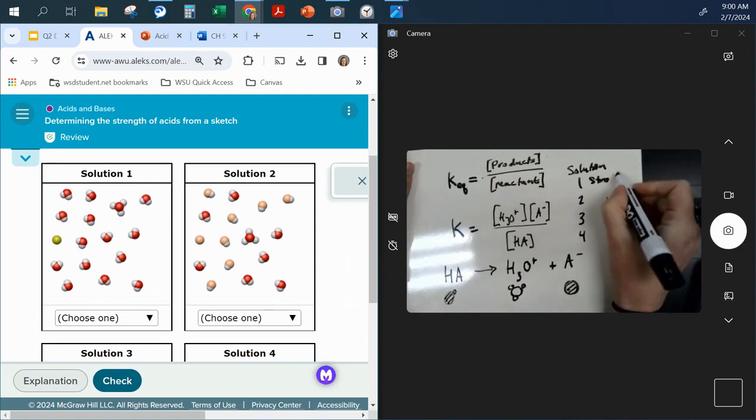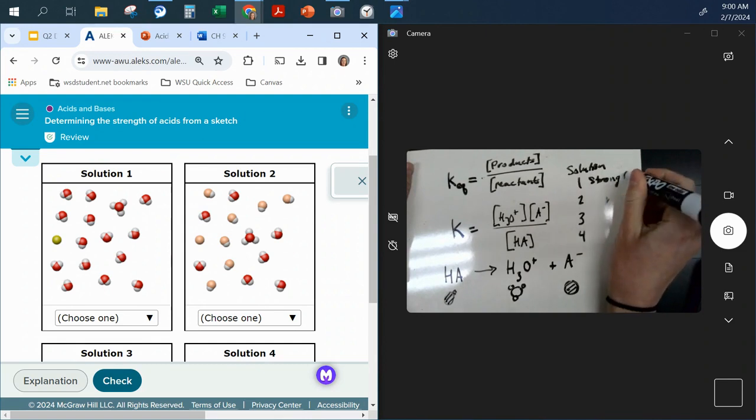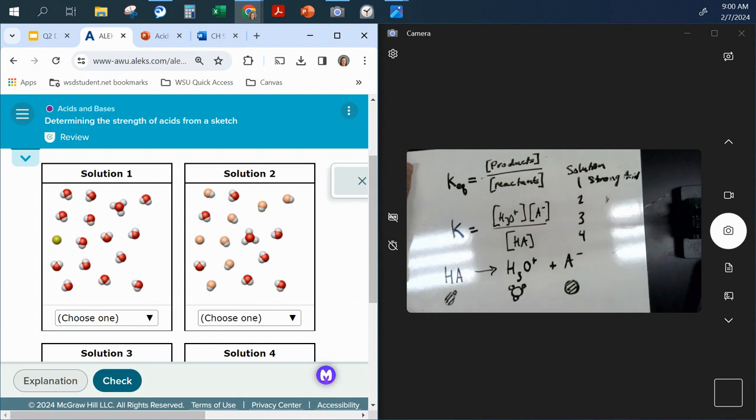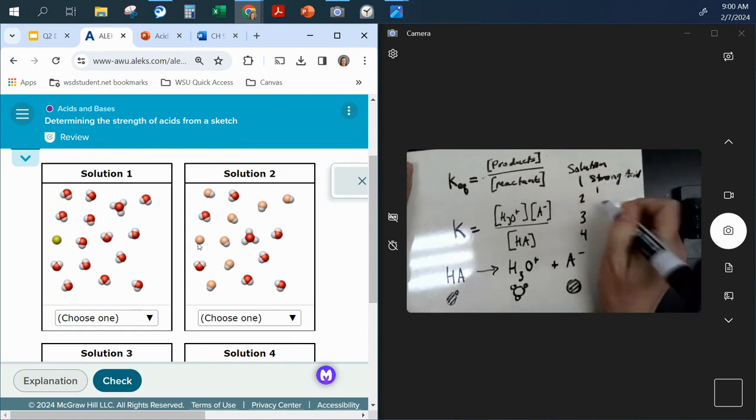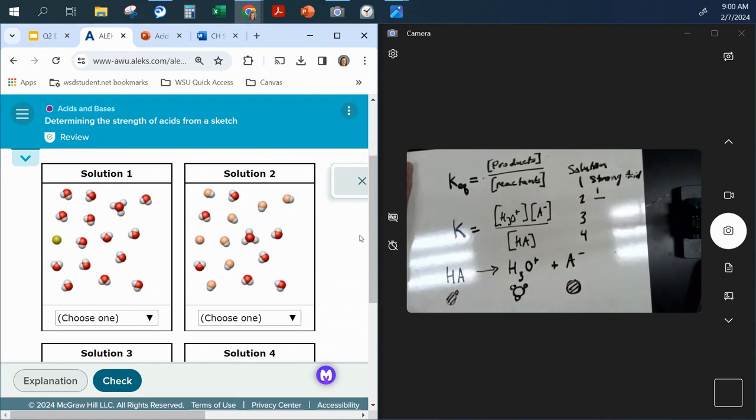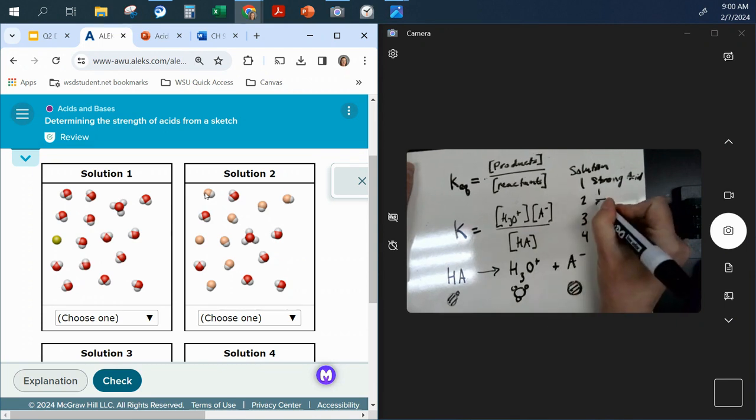Oops, maybe I'll try to spell it right. Strong acid. Okay, the next one, we're looking for the hydronium. How many hydroniums? I see 1. And do I see 1 conjugate base? Yes, 1 of those. So 1 times 1 is 1 on the top, over how many original acids do we have? We have 1, 2, 3, 4, 5, 6, 7. So this equilibrium expression would be 1 over 7.